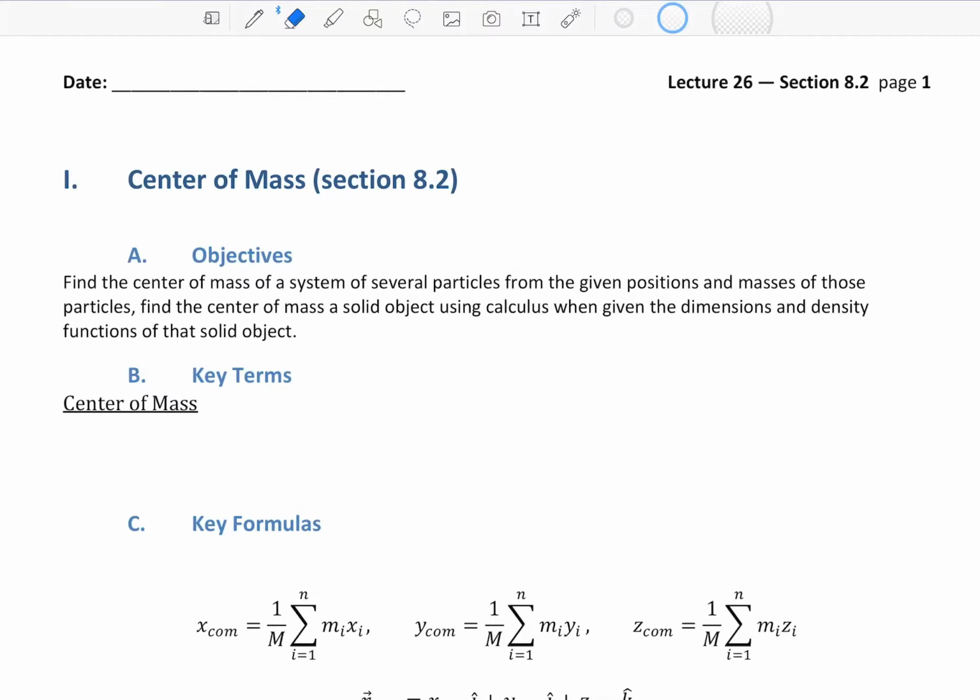Hello and welcome to Lecture 26, where we're going to cover Section 8.2 on the topic of center of mass. The reason we're covering a section called center of mass in a chapter that's all about rotational dynamics is we need to understand that objects that rotate have dimensions and they must have a center.